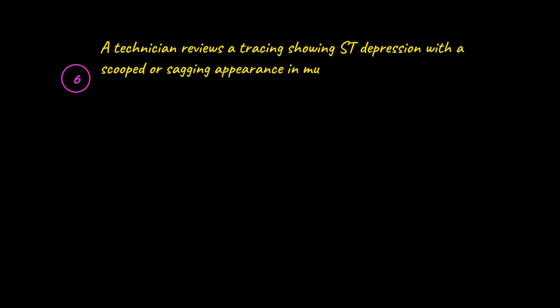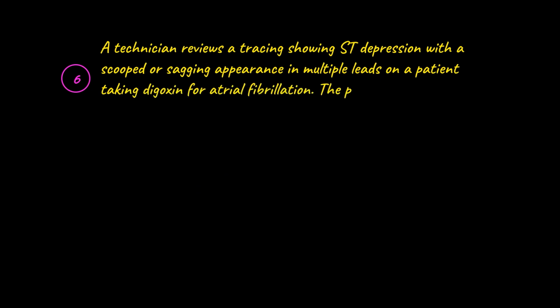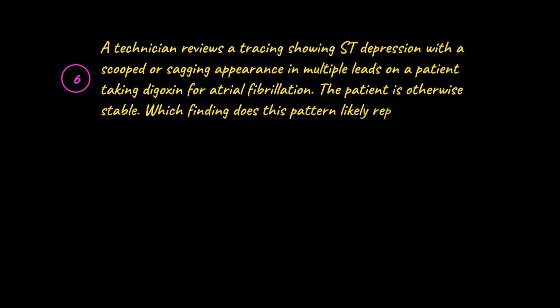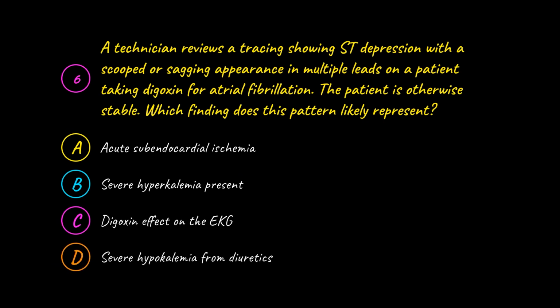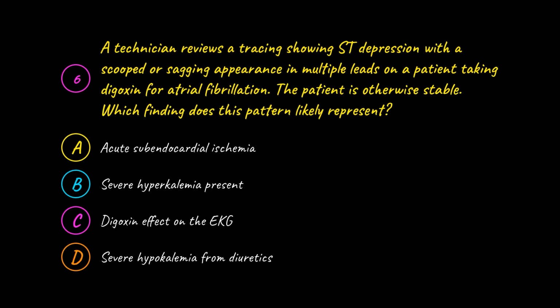Question 6. A technician reviews a tracing showing ST depression with a scooped or sagging appearance in multiple leads on a patient taking digoxin for atrial fibrillation. The patient is otherwise stable. Which finding does this pattern likely represent? Your options are A. Acute subendocardial ischemia, B. Severe hyperkalemia present, C. Digoxin effect on the EKG, D. Severe hyperkalemia from diuretics. Which would you go with? Lock it in before the reveal.